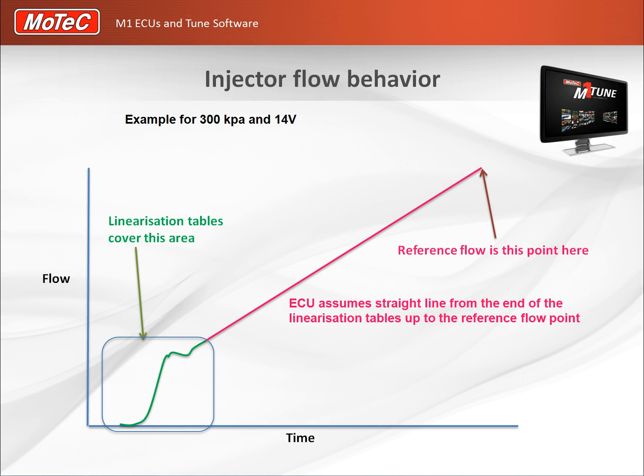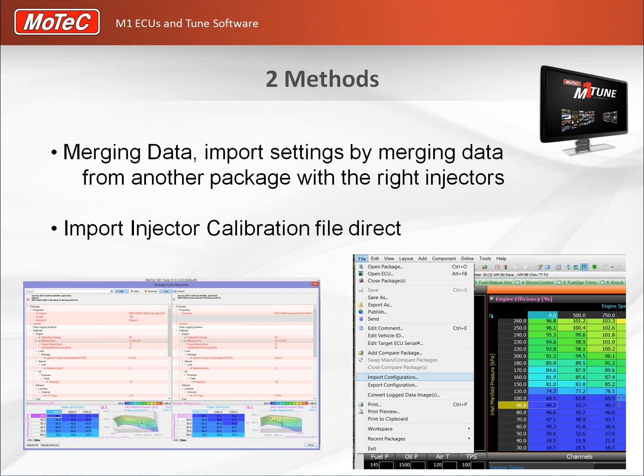Alright, so there's a couple of different methods for getting this information into the ECU. Originally, all we had was the merging data method. That meant you had to have an existing file, an existing package, with the injector calibrations already in it. You could enter them one at a time, but that was one data point at a time. That's an enormous job. So we'll cover that method because it's good for you to see how to merge data, and sometimes it can be a little bit quicker to do it that way.